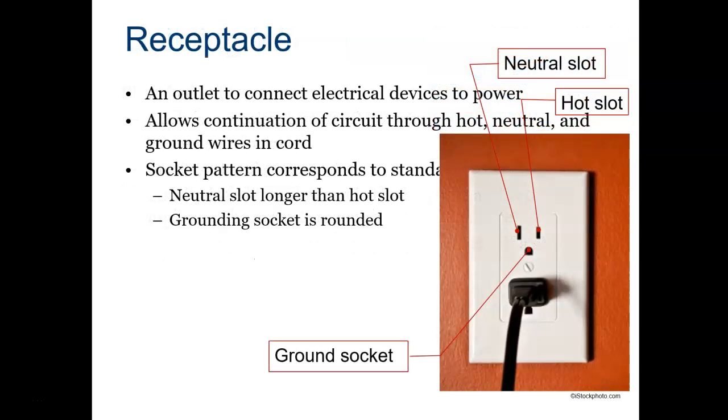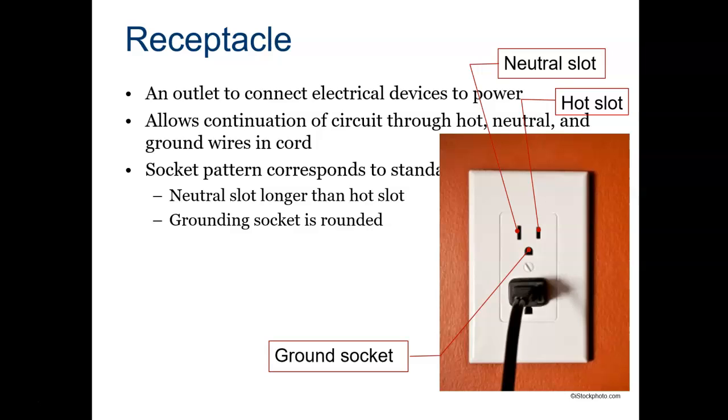The receptacle itself is an outlet which is used to connect electrical devices to power. It allows a continuation of the circuit through the hot, neutral, and ground wires and cord. The socket pattern corresponds to the standard: the neutral slot is longer than the hot slot, and the grounding socket is rounded.